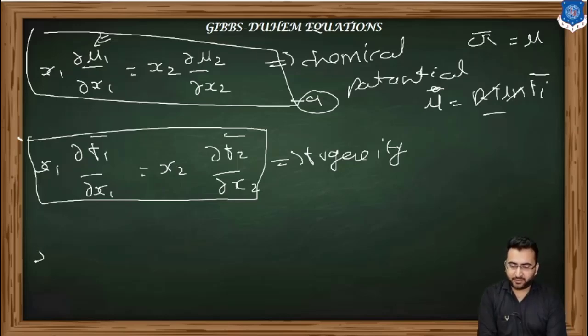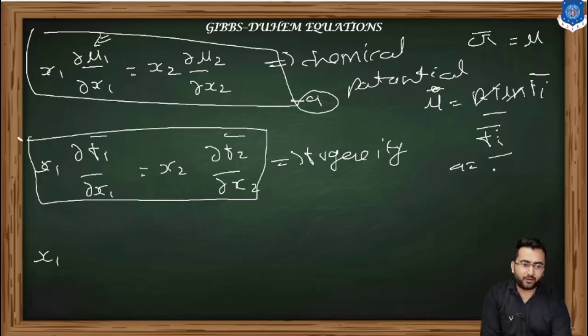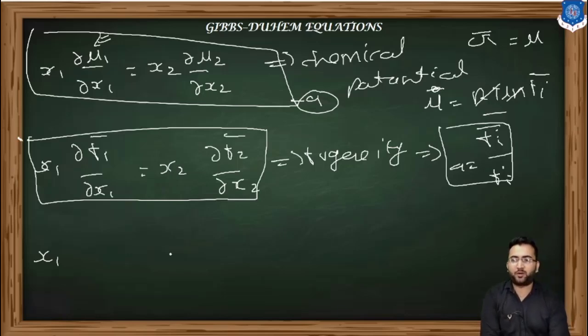Now let's write the Gibbs-Duhem equation in terms of activity. What is the meaning of activity? We will understand the meaning of activity in a further lecture, but let's understand a little bit about it. Activity means the fugacity in solution upon the fugacity at the standard state for that particular component. We will discuss activity in more detail in a later lecture.